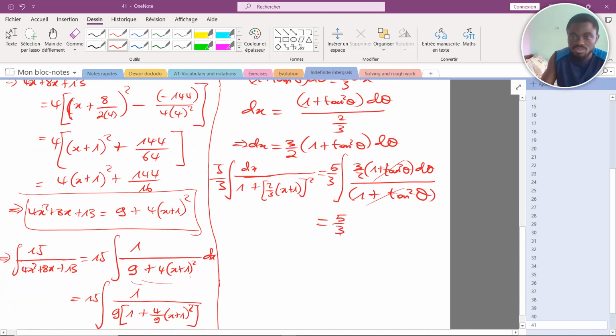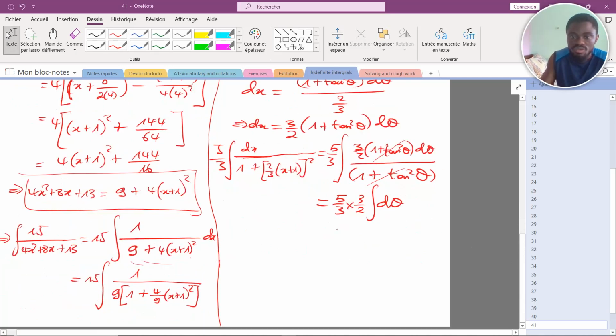So this will be equal to 5 on 3, this comes out, times 3 on 2 integral of, what remains here is simply d theta. So this 3 goes and we'll have 5 on 2. The integral of d theta is theta plus our constant of integration. But I told you, whenever you are integrating, if the starting variable was x, always give your answer in terms of the starting variable.